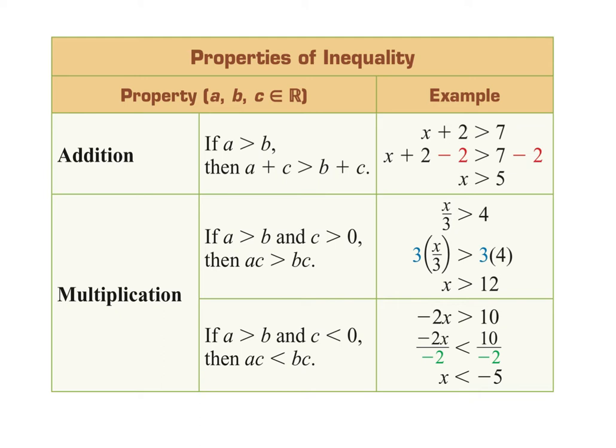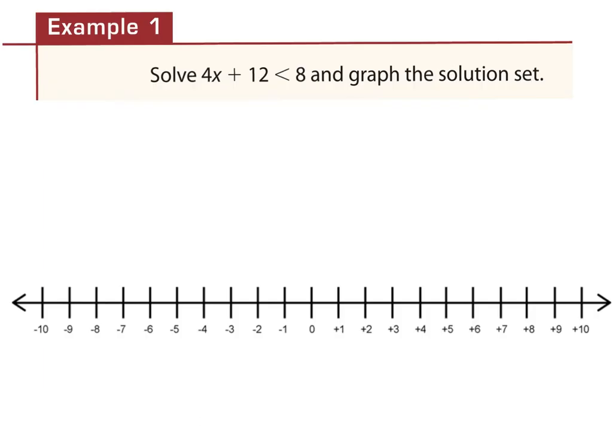All right, so let's solve some of these. Look at example 1. They want us to solve 4x plus 12 is less than 8. Now, when you're solving an equation, you get one answer here. X equals this. When you're solving an inequality, you get a group of answers. And that's why there's a number line here, because this number line represents the group of answers that will make this true. All right, instead of one solution, you're going to have a whole set of numbers as a solution.